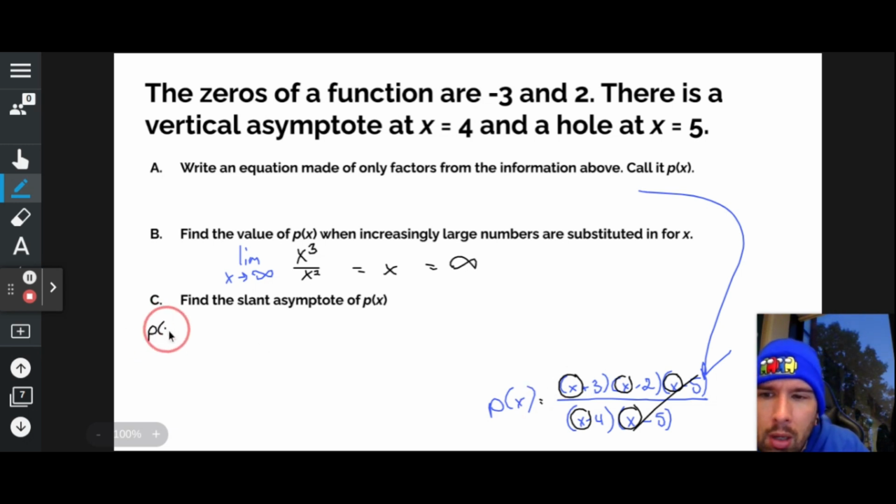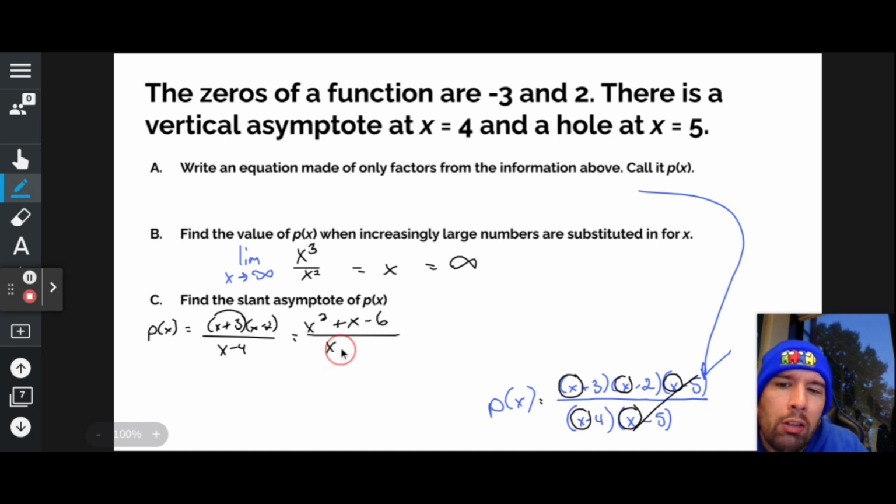P of x behaves like (x plus 3)(x minus 2) over x minus 4, which means it behaves like x squared minus 2x plus 3x minus 6 over x minus 4. Now, if I want to find the slant asymptote, what I do is polynomial long division and divide. I'm going to do that, which is not going to be a super bad process. Super bad, also the name of a movie. x squared plus x minus 6.